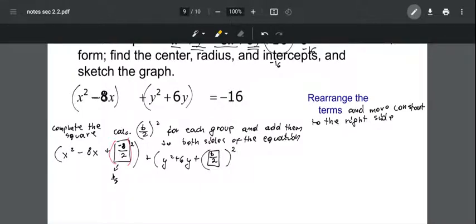So b equals 6, so we have (6 over 2) squared, equals negative 16 plus the first (b over 2) squared plus the second (b over 2) squared. Okay, so the first (b over 2) squared was (negative 8 over 2) squared. And the second b is 6.